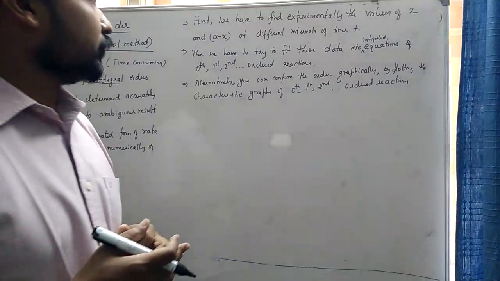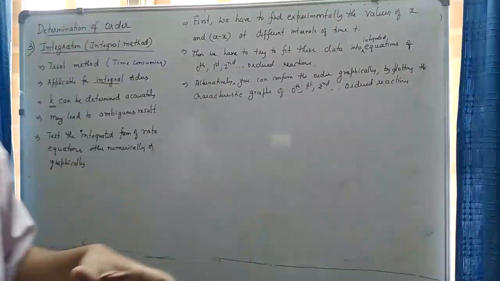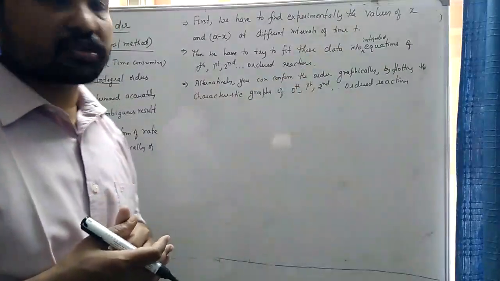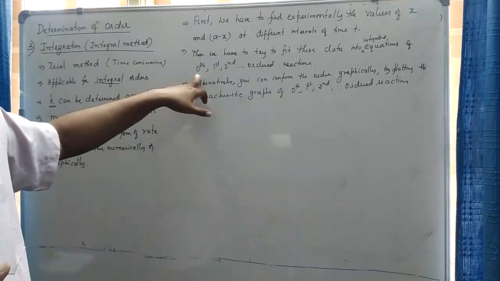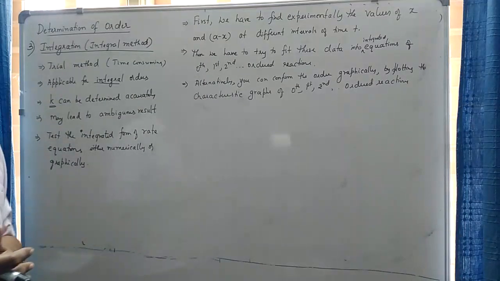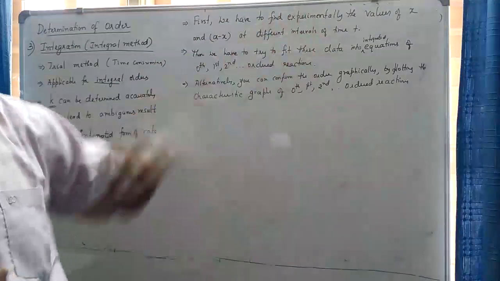Now we will try to fit these data, that is x, a minus x, and t, into the integrated forms of rate equations. Starting from the zeroth order reaction, first we will try with zeroth order. If everything works well and the reaction is zeroth order, we will get the answer in the first stage itself. Then we need not try first order or second order.